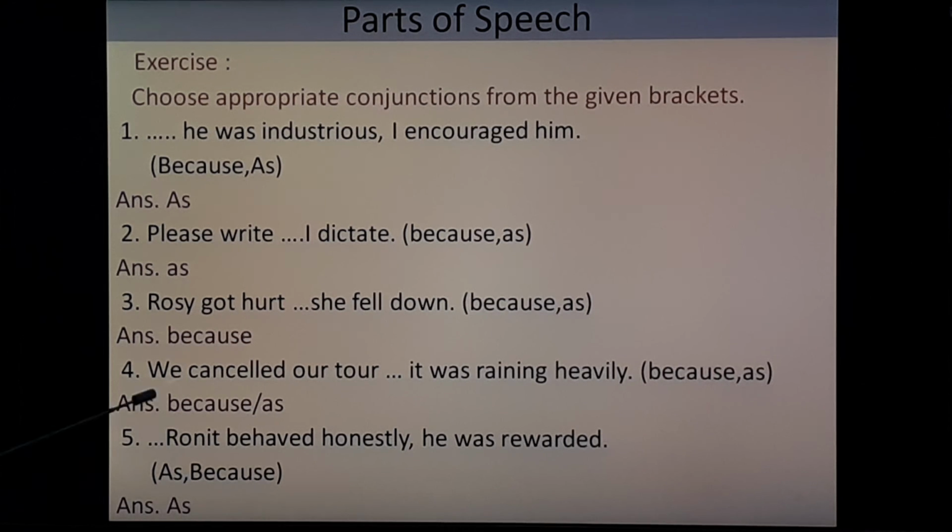Next, Ronik behaved honestly. He was rewarded. So as or because. So as will come because we are writing in the beginning. So most probably when you write in the beginning, choose this one, as. As Ronik behaved honestly, he was rewarded.